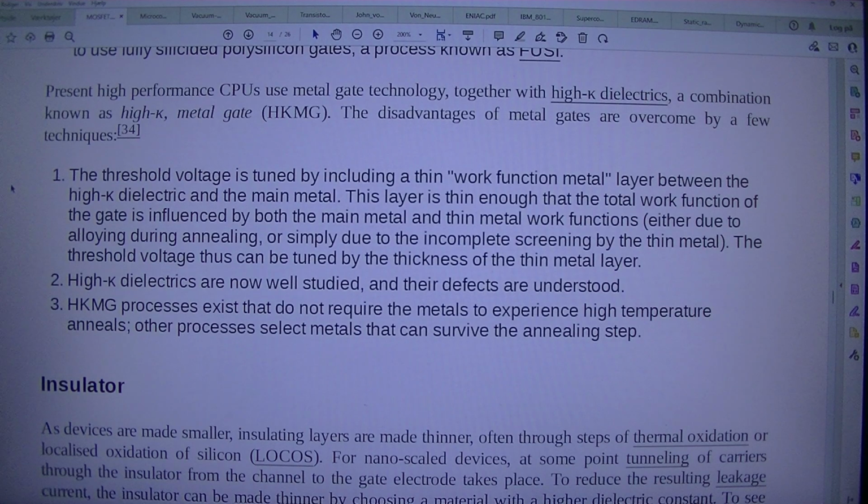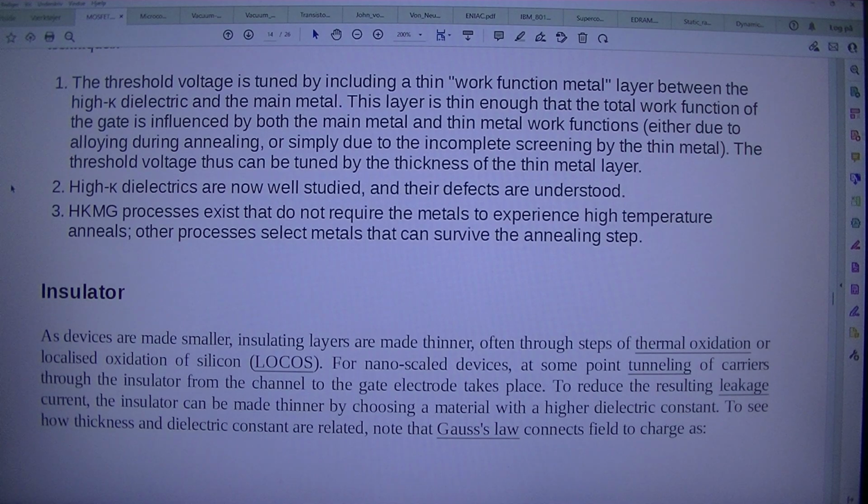1. The threshold voltage is tuned by including a thin work function metal layer between the high-k dielectric and the main metal. This layer is thin enough that the total work function of the gate is influenced by both the main metal and thin metal work functions, either due to alloying during annealing, or simply due to the incomplete screening by the thin metal.